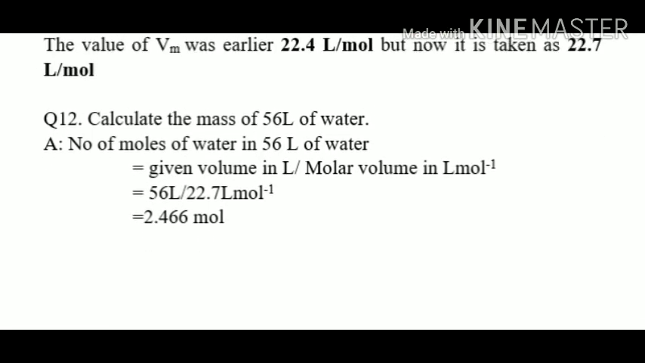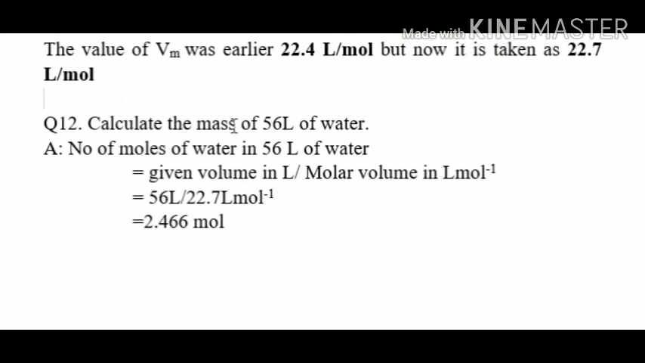So now let us do a problem. Calculate the mass of 56 liter of water. So first we find the number of moles in 56 liter of water. Given volume by molar volume, in liter per mole. So 56 divided by 22.7 liter per mole, it is 2.466 mole.